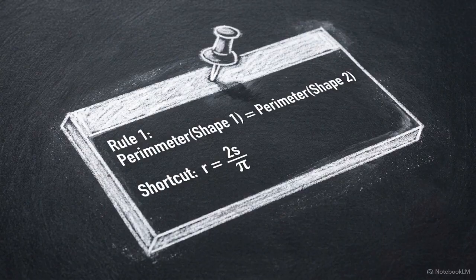To summarize wire reshaping, equate the original and new perimeters. For a square to circle shortcut, the radius equals 2 times the square side divided by pi.